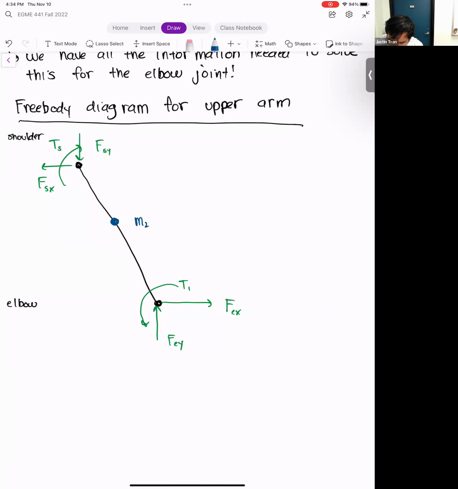Next, we have the center of mass. So we have M2 by 2. The distance from the shoulder to the center of mass here is R2, and the length of the entire upper arm segment is L2. And of course, we have the gravity force M2G, which is going to be going downwards.